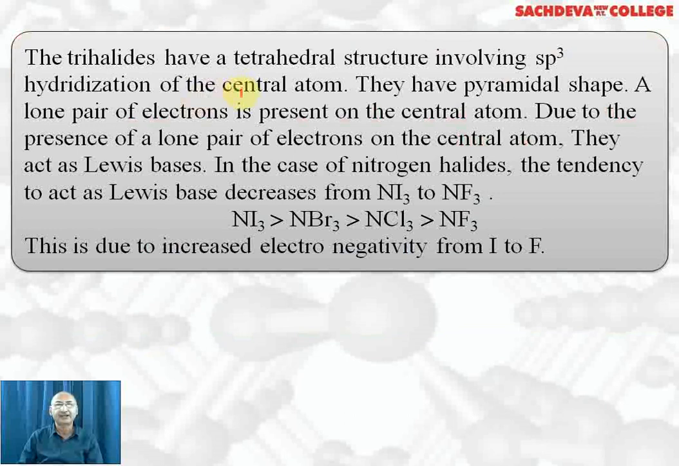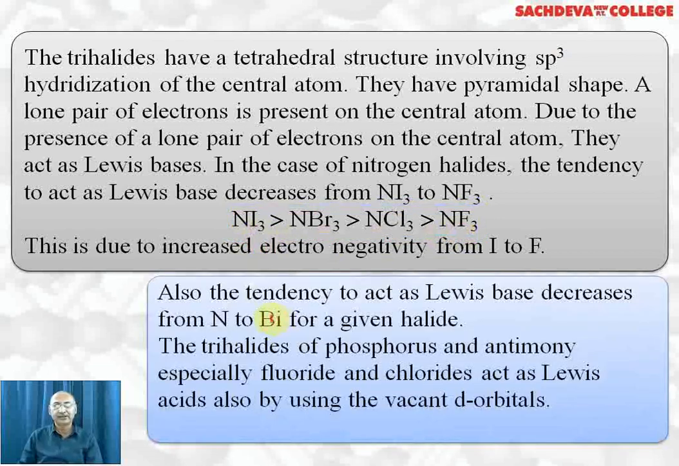The trihalides have tetrahedral geometry involving sp3 hybridization of the central atom, but the shape is pyramidal due to the presence of a lone pair of electrons on the central atom. And due to the presence of the lone pair, they act as Lewis bases. In case of nitrogen halides, the tendency to act as a Lewis base decreases from NI3 to NF3. NI3 is the strongest Lewis base and NF3 is the weakest Lewis base because fluorine is most electronegative, iodine is least electronegative. Also, the tendency to act as a Lewis base decreases from nitrogen to bismuth for a given halide because electronegativity decreases.